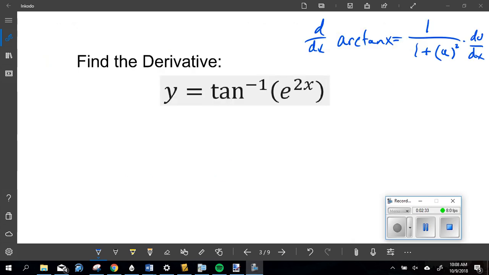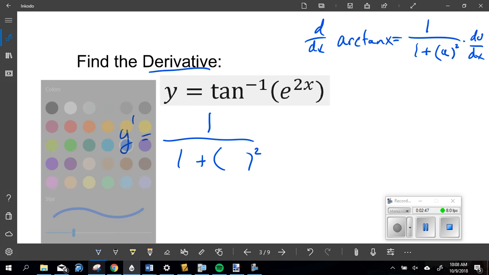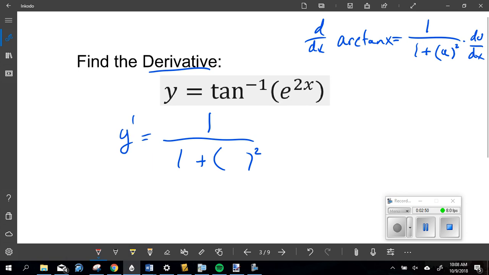Here we go. We are taking the derivative of arctangent. So to find the derivative of arctangent, again, y prime is going to be equal to 1 over 1 plus something squared. That is the derivative of arctangent. That's the outside function. Now, once I've done the derivative of the outside, what do I need to do? Rewrite the baby and then multiply by the derivative of the baby.